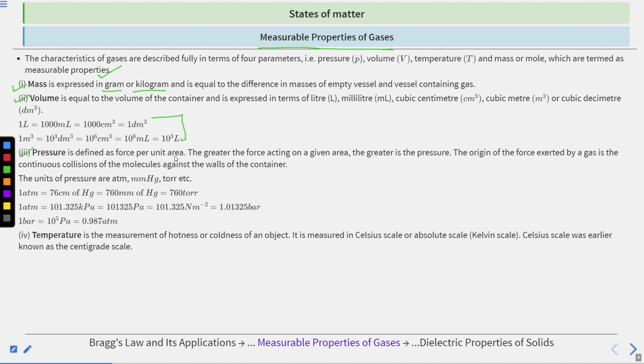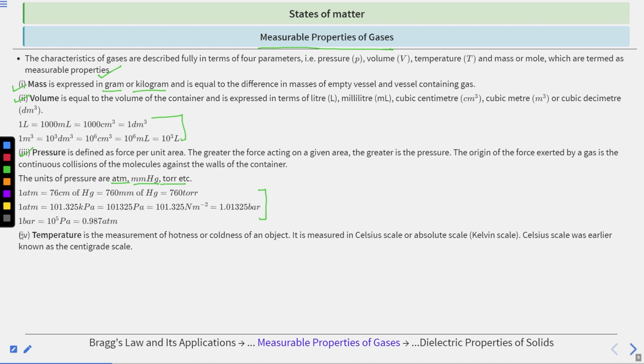Pressure is force per unit area. The greater the force acting on a given area, the greater will be the pressure. The origin of force exerted by a gas is the continuous collisions of the molecules against the wall of the container. The units of pressure are atmosphere, mmHg, torr, etc. And here also, these are some ways by which we can write our numeric value in some other unit.